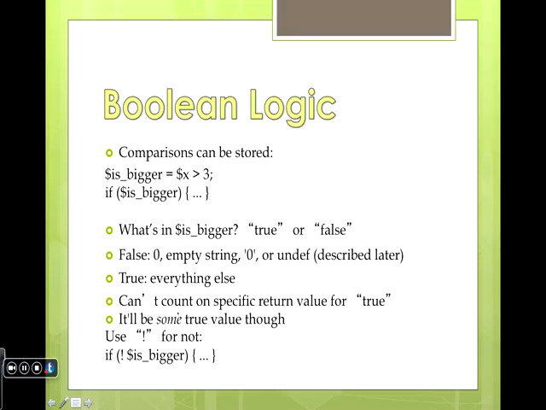So what is true and false? We have four values that are false: if the value of is_bigger is 0, if it's an empty string, if it is exactly the string that holds the value 0, or if it's undefined. We're going to talk about it later. So those are the values that will always hold the value false. Anything else will be true. That means if is_bigger is 0.7 or 0.9, it will have the value true. So you cannot count on a specific value of true, but forget about it, it's going to work. So the opposite, if you want to test the opposite logic, is not true.